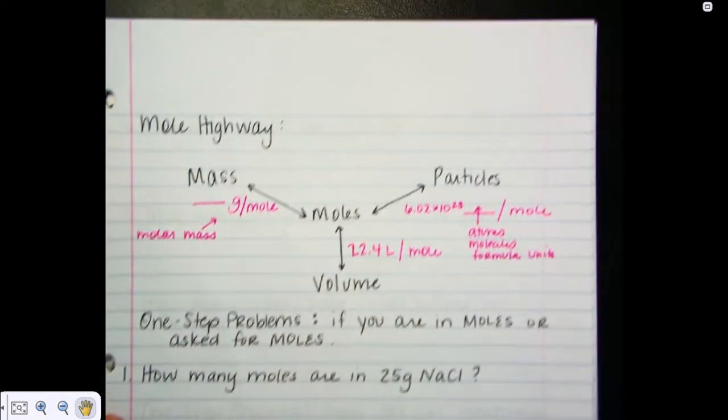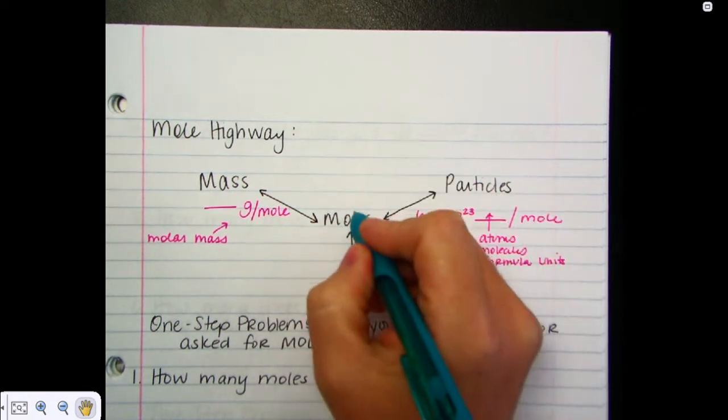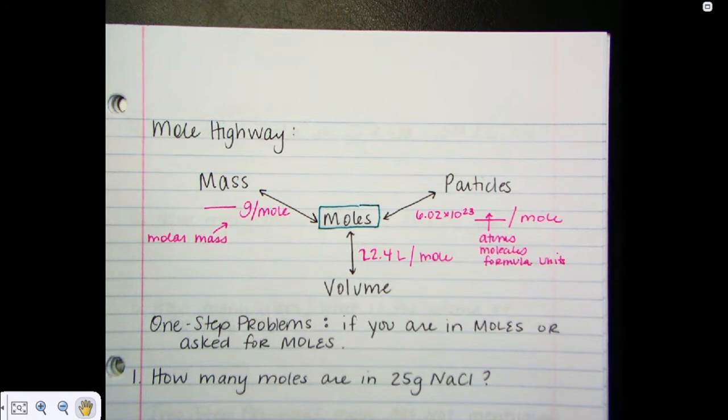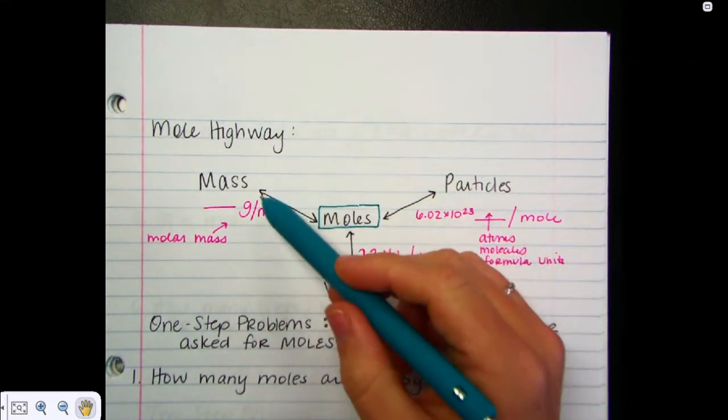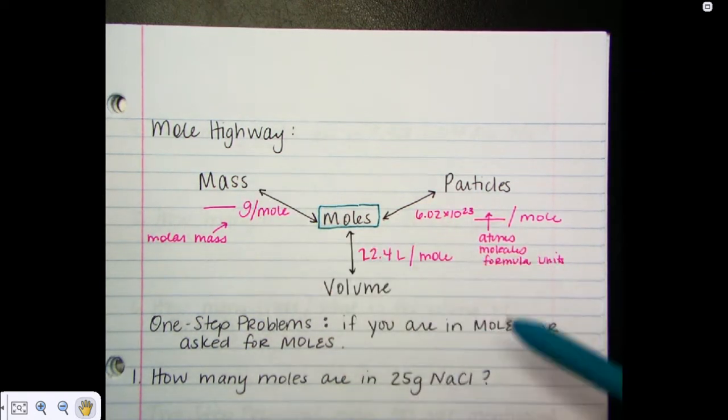Next thing we're going to look at is the mole highway. So this was also in your notes. This is a good, helpful visual representation of how you're going to perform these types of conversions. So at the center here, we see the mole. The mole is the central unit. The mole is our dividing unit. And I can convert back and forth between moles to mass or particles or volume in one step, okay? On my highway, I've got to stay on my road. If I stay on my road, I can make a conversion.